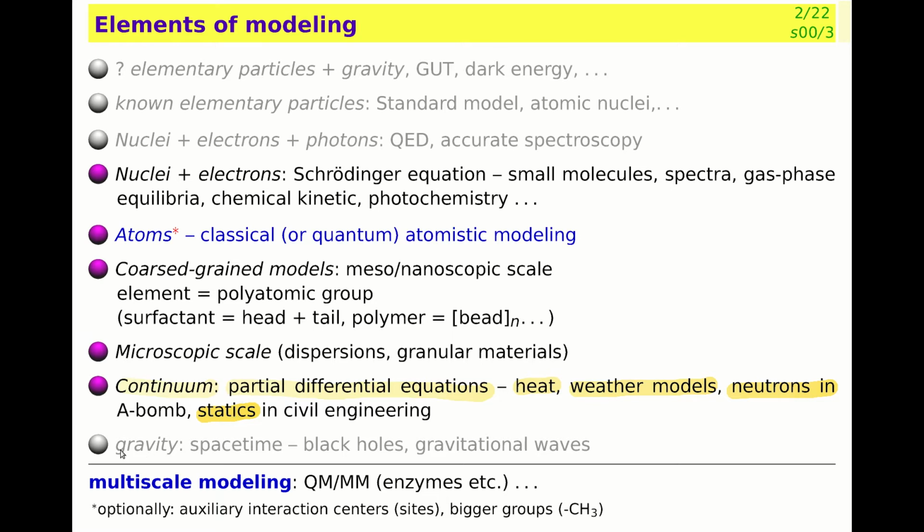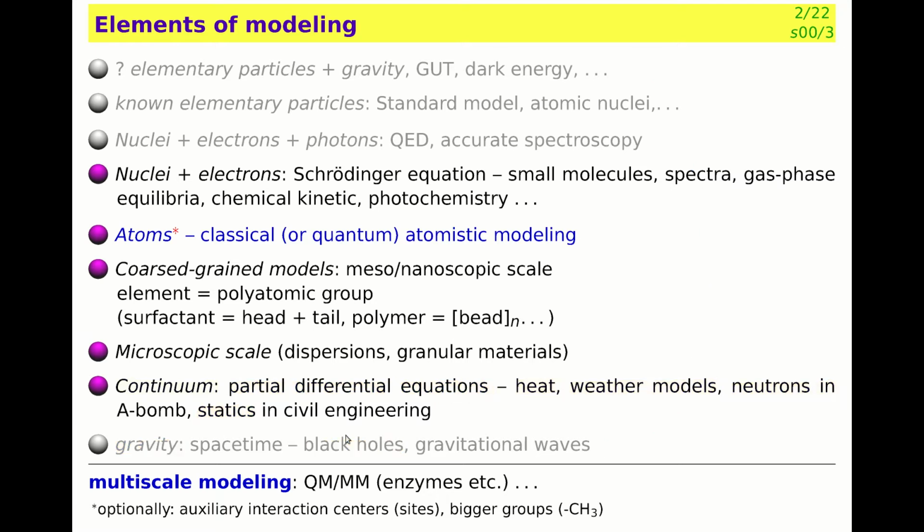Also, the general theory of relativity is a theory which is based on partial differential equations working on the space-time. So we have gravity, and we have black holes and gravitational waves and so on and so on. And we would like to merge these levels, but unfortunately now this is not known how to do.